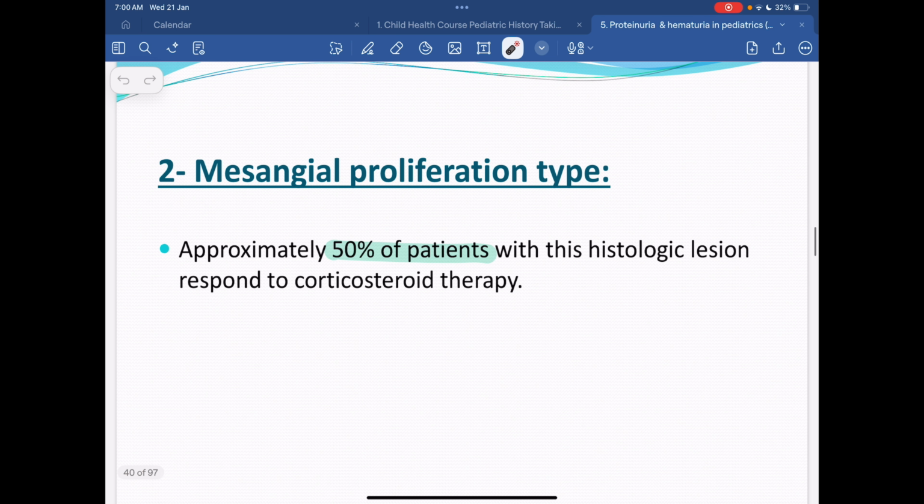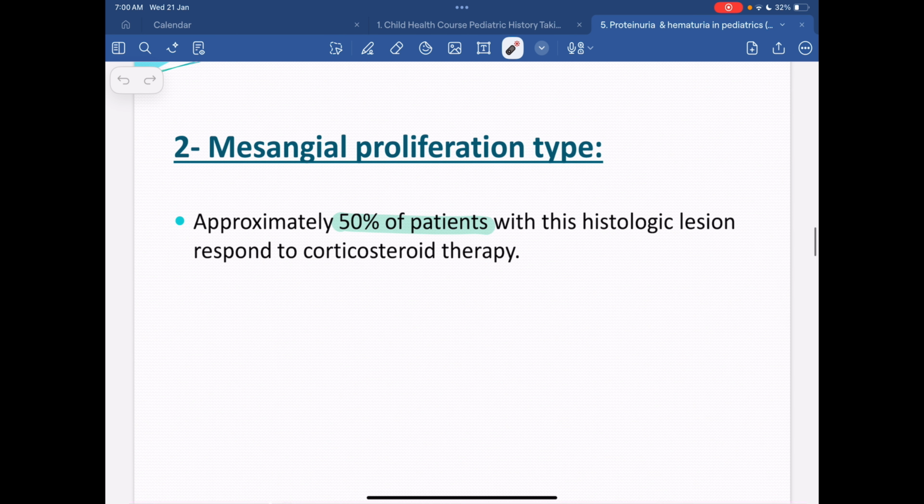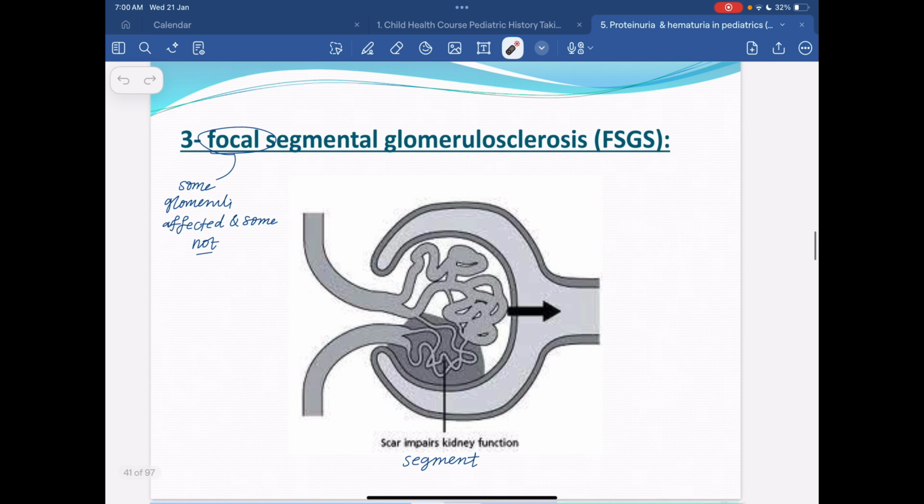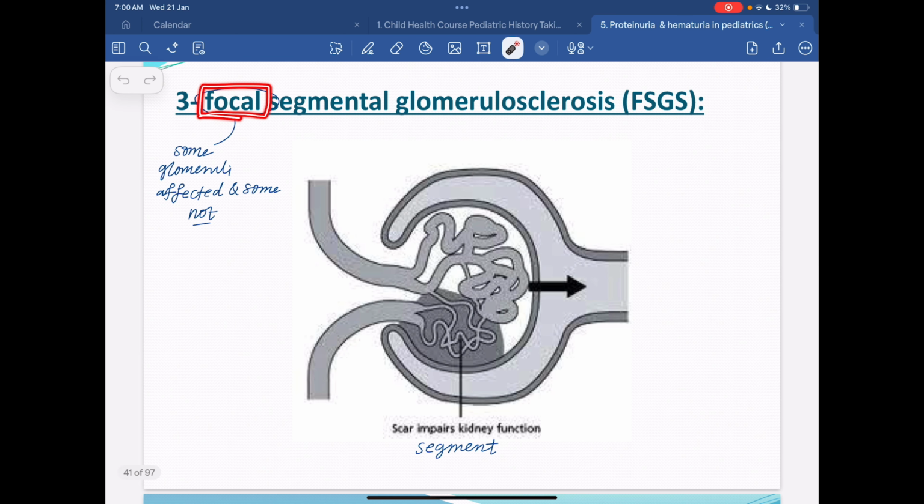The second type, mesangial proliferative type. 50% of patients here respond to corticosteroid therapy. So هنا شوي أقل. And lastly, we have focal segmental glomerular sclerosis. When we say focal, so we mean that only some glomeruli are affected. مو كلها اللي موجودة في الكلية. So بعض الجلوميريولاي متأثرة. ولما نقول segmental جزء أو segment من هذه الجلوميريولاي also affected.